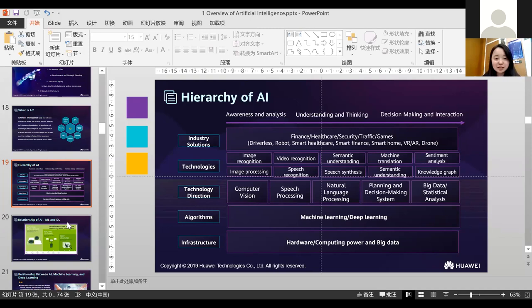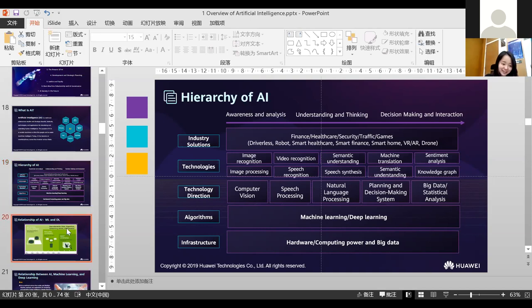Yes, please. If we just talk about AI, in the holistic view, AI is this umbrella term and machine learning is a subset of AI. However, deep learning is further a subset of machine learning. Yes, thank you.